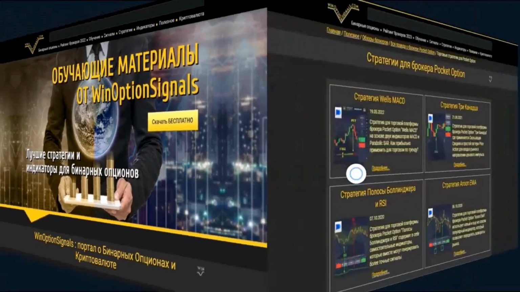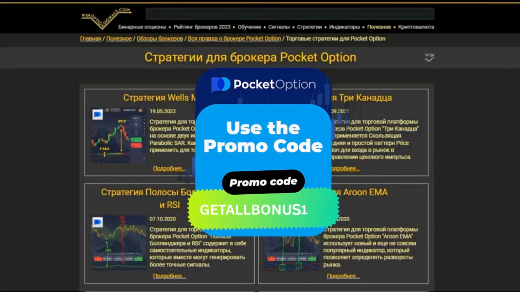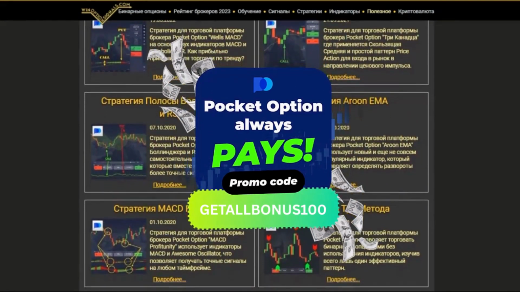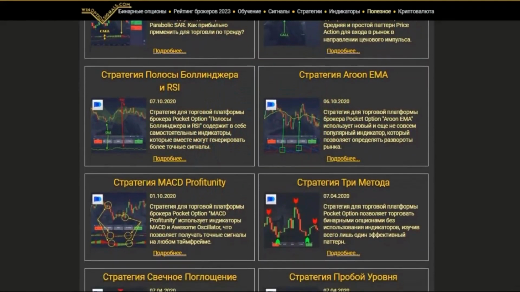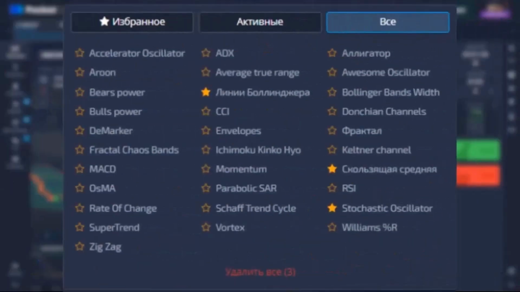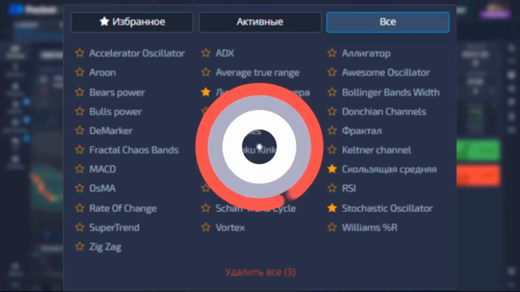In this video, we've prepared a selection of the best strategies for the Pocket Option broker, which, in our opinion, will be the most profitable when trading on the platform without using any third-party software. To set up trading with these strategies, the built-in Pocket Option indicators and tools are fully sufficient. So here are the top 5 best strategies for the Pocket Option broker.